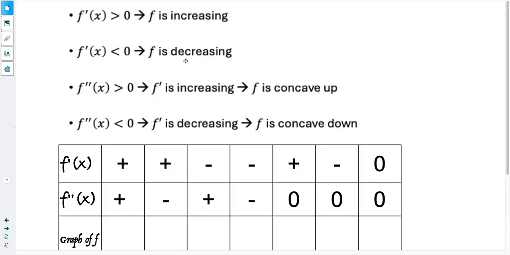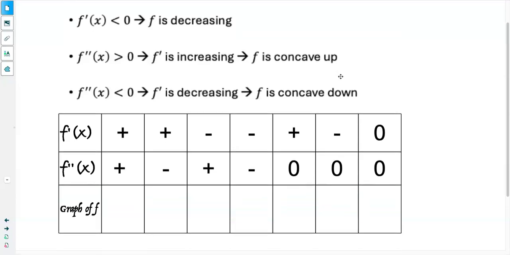Now, the second derivative controls the changing of our slope. So if the second derivative of f is greater than 0, our slope is increasing, and therefore our function is concave up. If our second derivative is less than 0, so negative, it means that our slope is decreasing, and therefore concave down. Now, I've created a bit of a table here to go over some common things that happen.